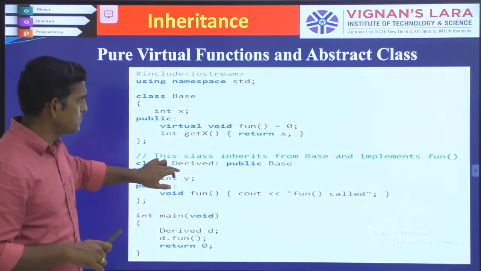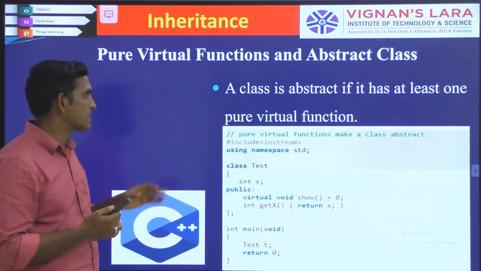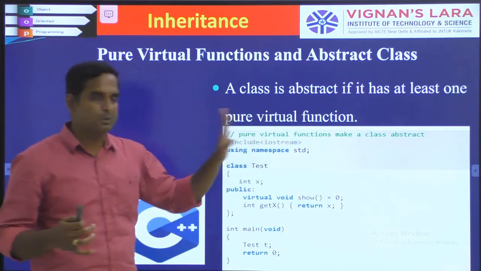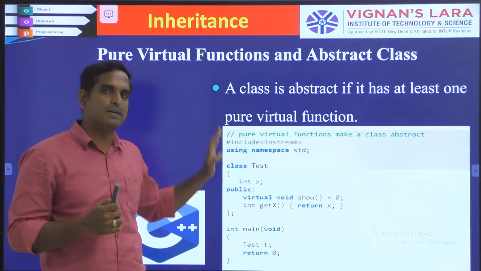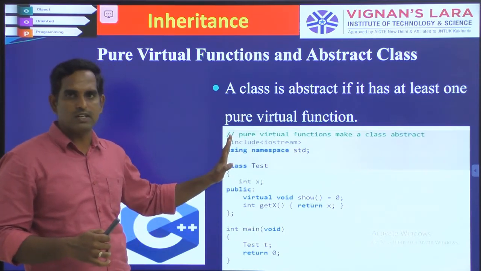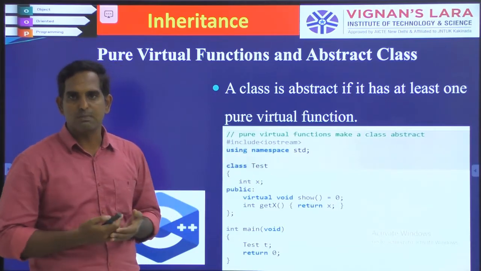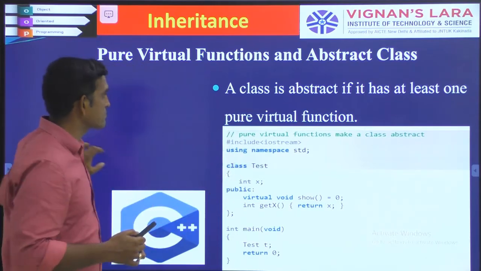And you need to know the various properties regarding these abstract classes. So a class is an abstract class if it has at least one pure virtual function. If you write one pure virtual function, then the particular class will become an abstract class. You need not have anything else. If you have one or more pure virtual functions, we will be calling it an abstract class.